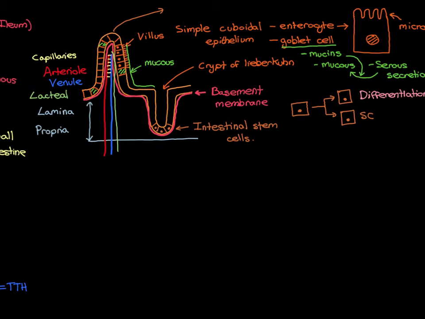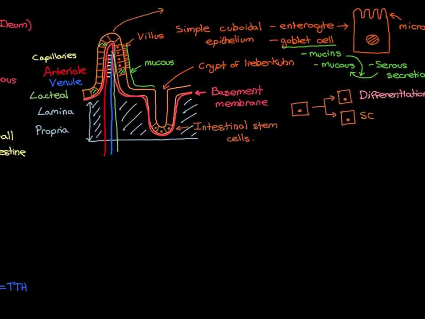Okay, so that's what the lamina propria is. It contains lots of connective tissue, and just to make this a little bit more obvious, I will colour this in here. So all of this is not just empty space, it's going to be connective tissue with the blood vessels moving in it, like so.